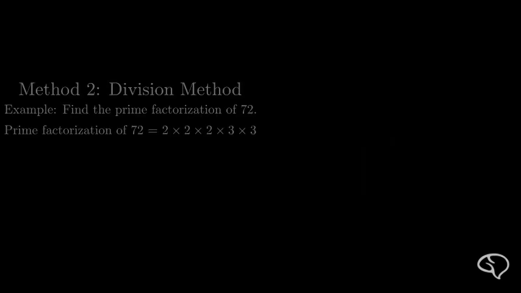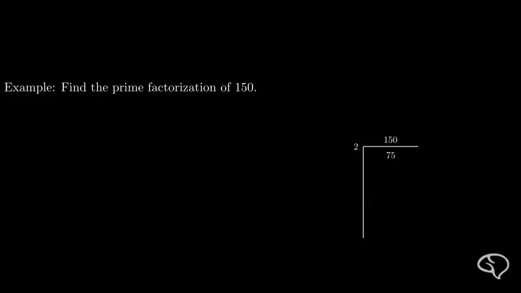Let's try one more, a slightly larger number. Let's find the prime factorization of 150. We start with 150. It's even, so we divide by 2 to get 75. 75 is not even, so we can't divide by 2. Let's try the next prime, 3. The sum of the digits of 75 is 12, which is divisible by 3, so 75 is divisible by 3. 75 divided by 3 is 25.